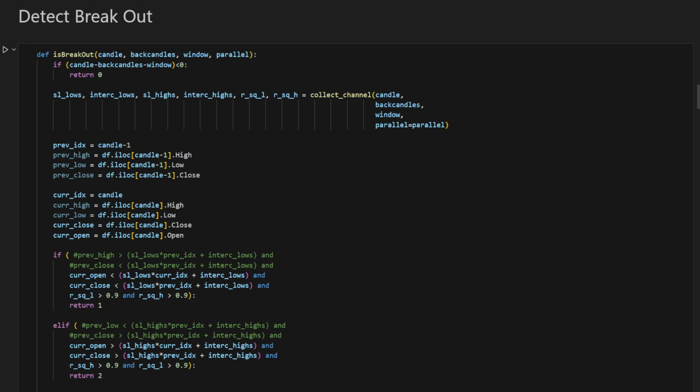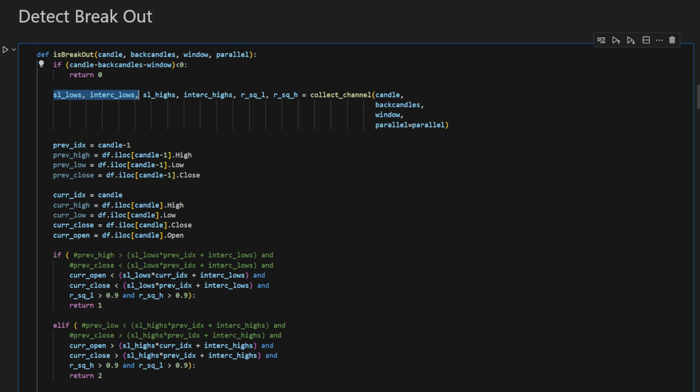So now we reach the important part of our algorithm. We're going to detect the breakout, when the breakout happens. So first of all, we are defining this function is breakout. It takes a candle index. So if the candle is a breakout, it's going to return the signal, an integer, which notifies us about the direction of the breakout. So return 1 if it's a bearish one, return 2 if it's a bullish breakout. Then we consider the back candles and the window parameter, just as we have explained these previously, and the parallel as well. So this is just an edge case.